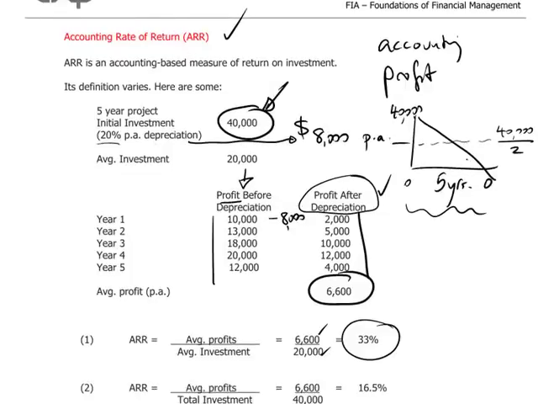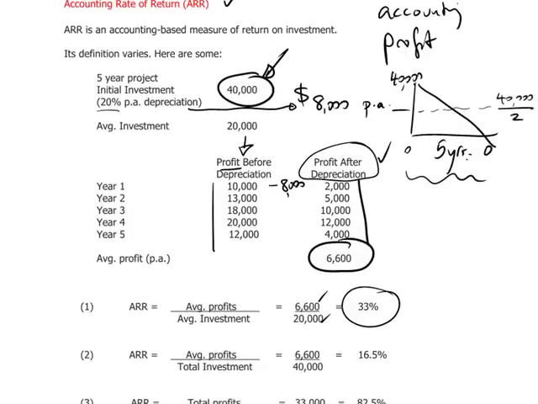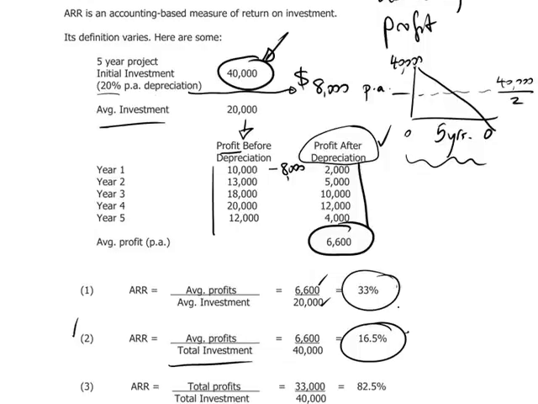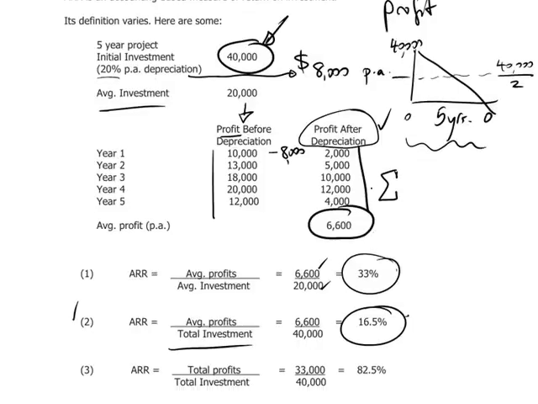Some companies don't calculate the average investment, they take the total investment in the denominator, and then of course the accounting rate of return as defined by total investment would be half of the first calculation, 16.5%. And yet there are some other companies that may choose to define the accounting rate of return differently. Again, they take simply the sum of all of the profits that are made over the life of the project, in this case $33,000, and they divide it by 40,000, which is the initial investment, and arrive at 82.5%.